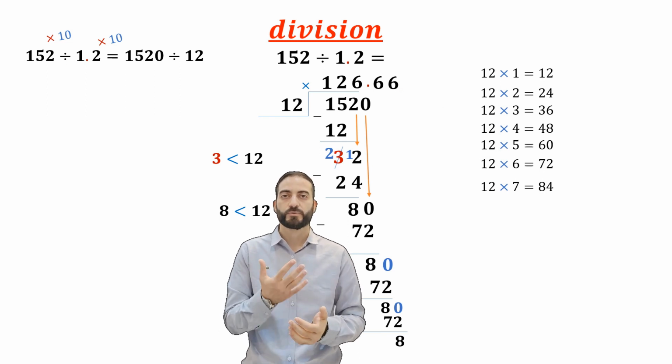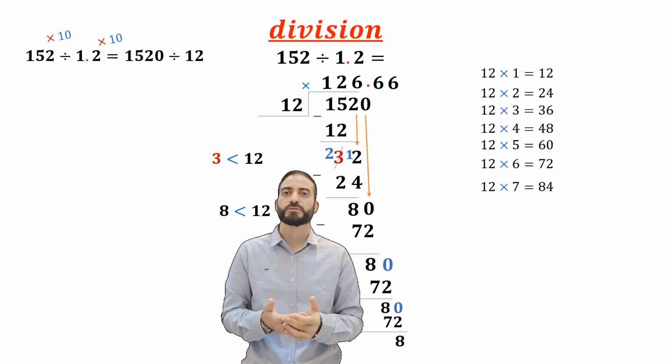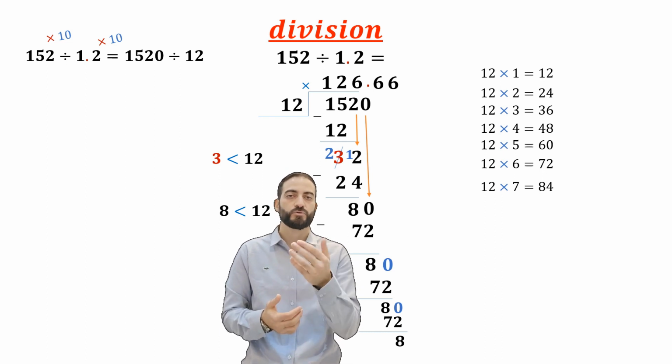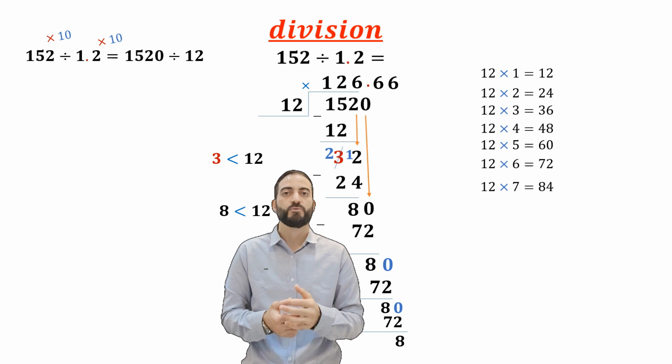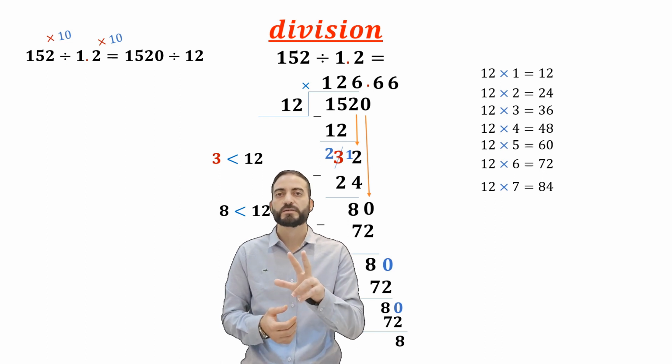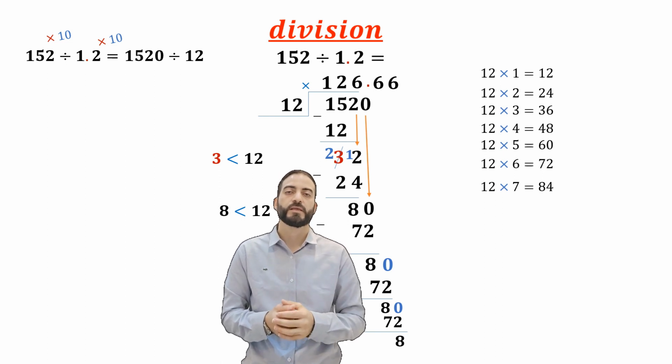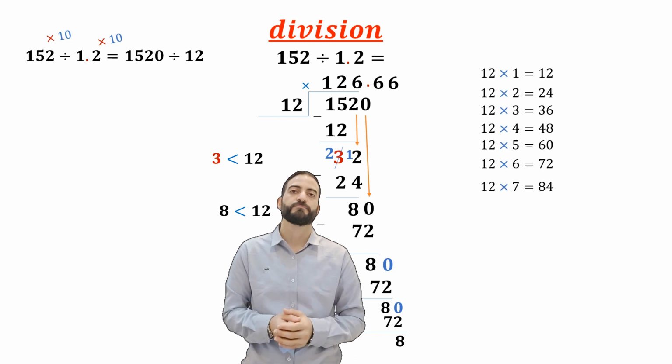Also we can complete the process several times, that is we put 0 next to 8 and we can stop the process when we get about 3 numbers or more after the point, depending on the question.